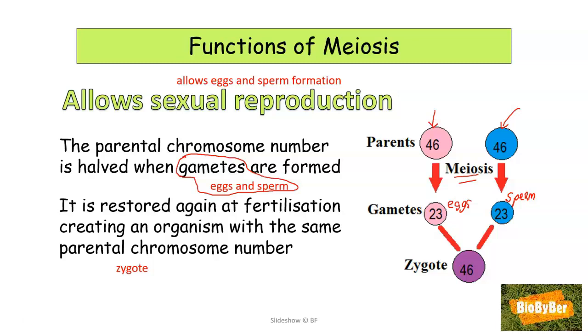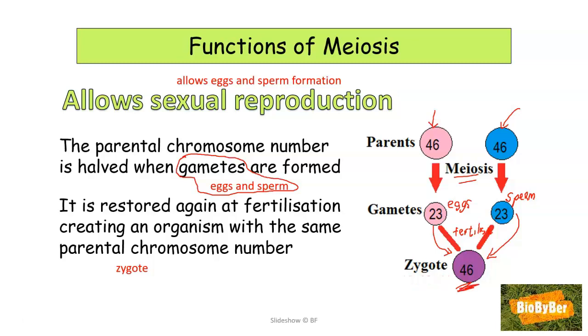When an egg is fertilized by a sperm cell, or when an egg and a sperm cell meet, they fertilize each other, creating a new cell which is called a zygote. Now, this new cell will have 46 chromosomes because 23 chromosomes from the egg, 23 single ladies, fertilized by 23 chromosomes, men in black, from the sperm cell. 23 and 23 making up 46.